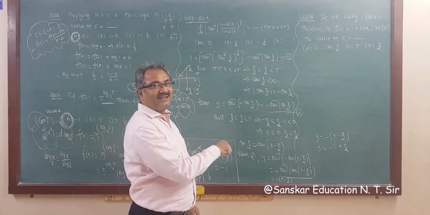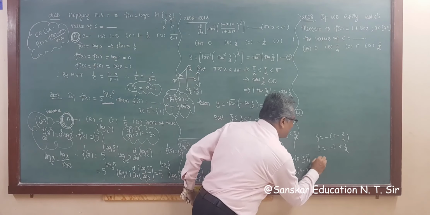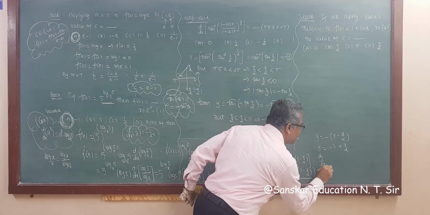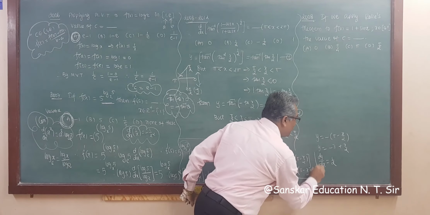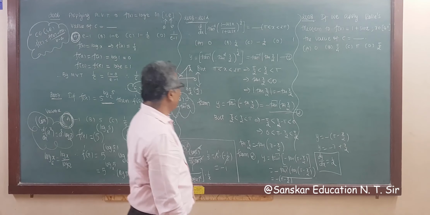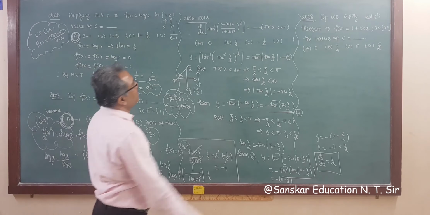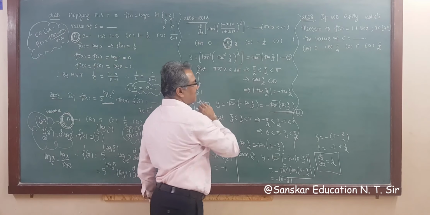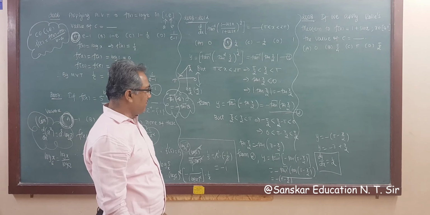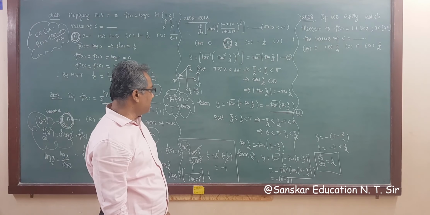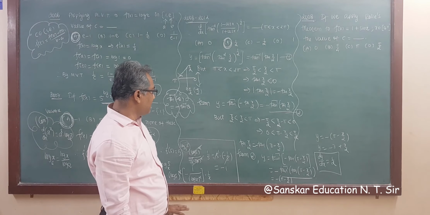Now differentiating with respect to x, that is dy by dx is equal to 1 upon 2. So this is your answer. dy by dx is equal to 1 upon 2. That is option B is the correct answer. Option B is the correct answer.